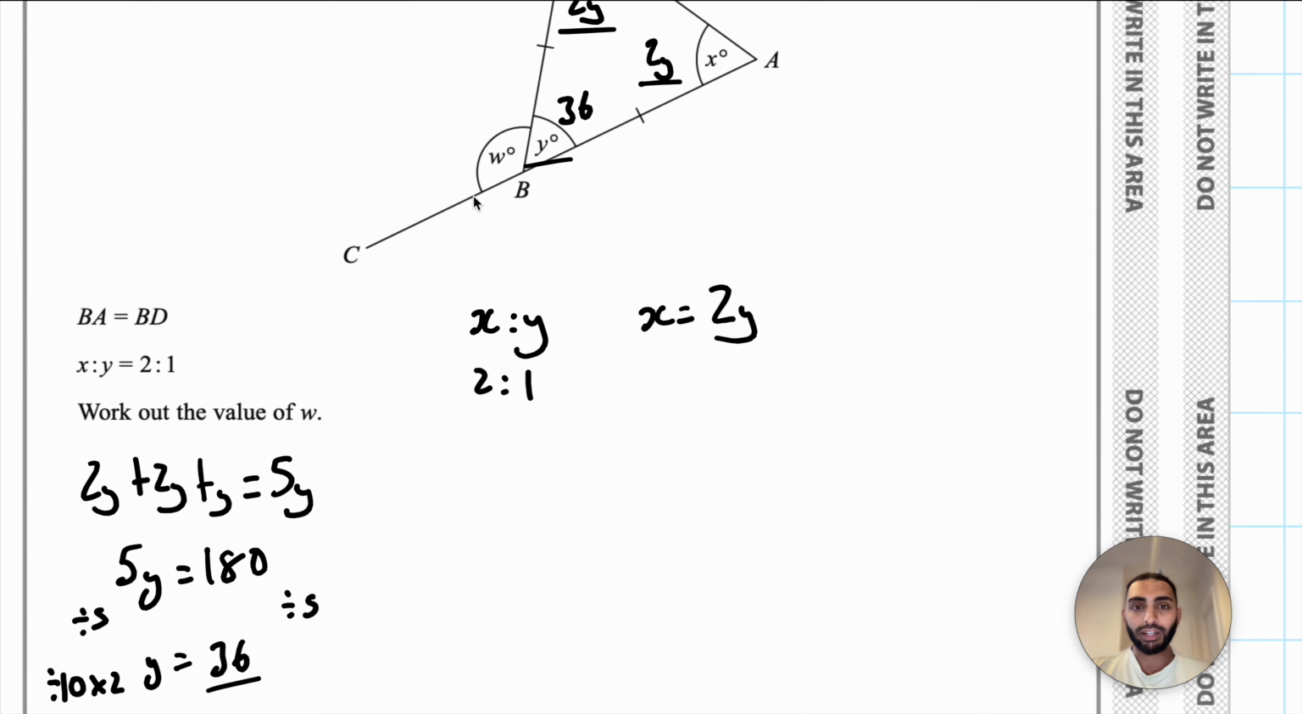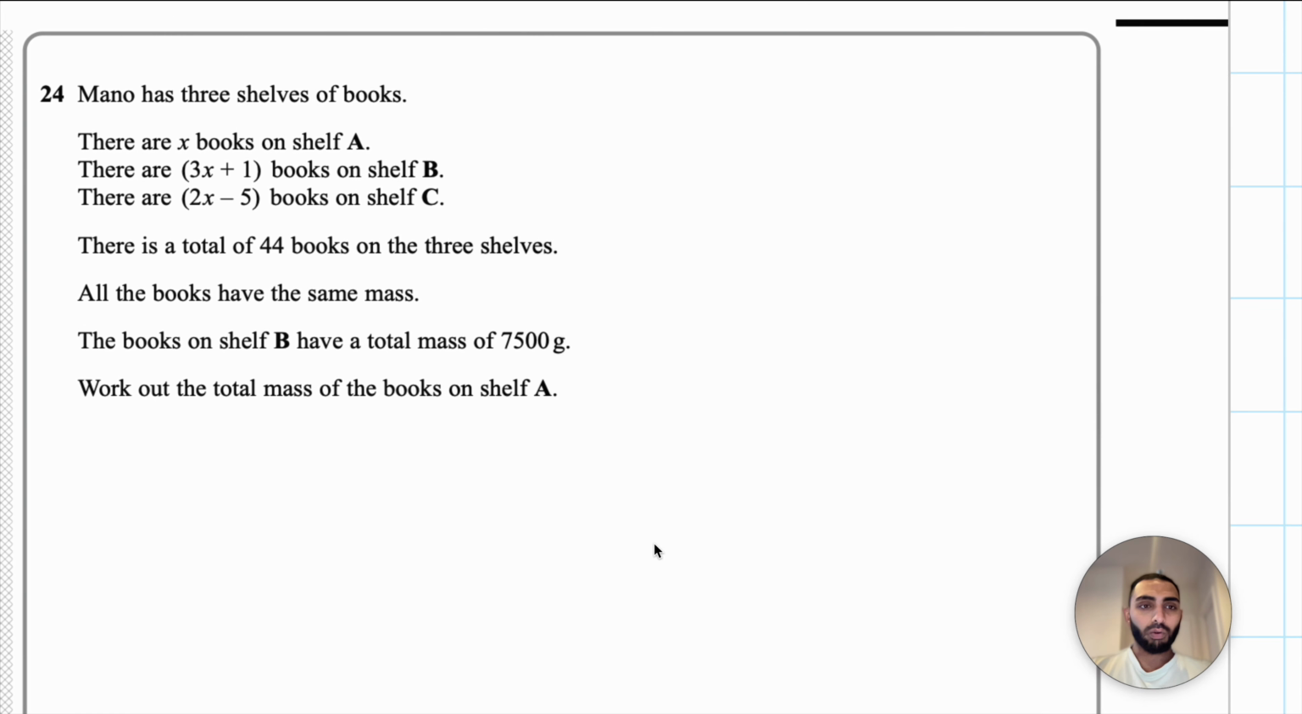I can see here I've got angles on a straight line. What do angles on a straight line add up to? It's going to be 180. So W will be 180 take away 36. 180 take away 36 would be 144. That's my final answer.